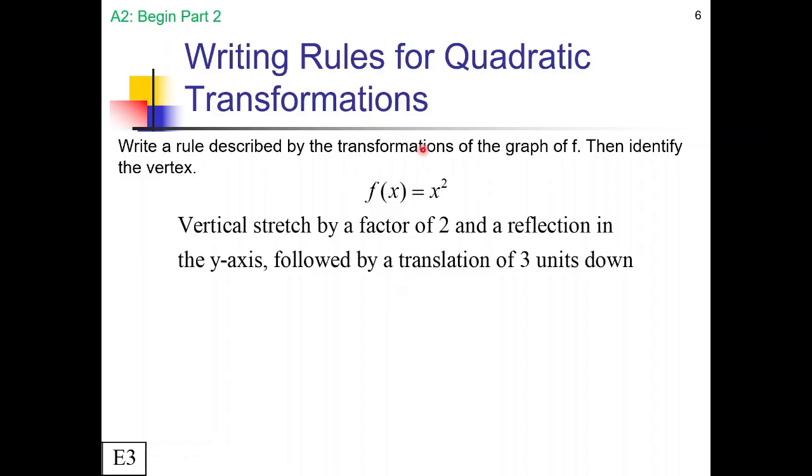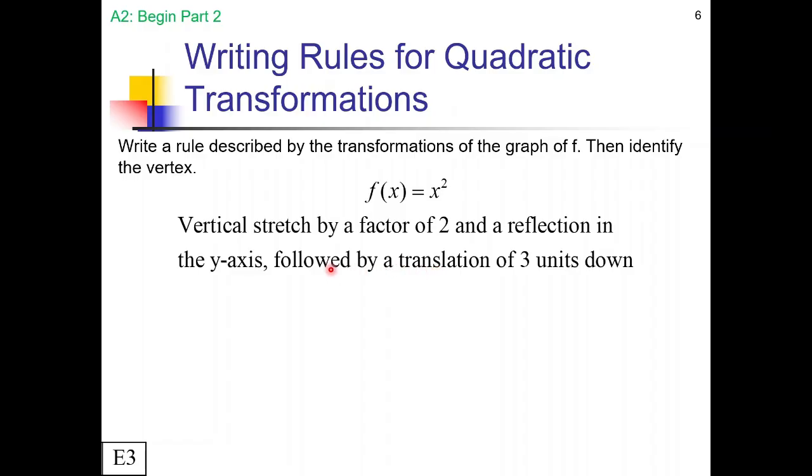So they want us to write a rule described by the transformations that they've listed here for this f function, which in this case is x squared, but it's not necessarily always going to be just x squared. And then they want us, based off of this, to identify the vertex. So when you're doing these, my advice, just like we did with the absolute value and everything else, is if there's multiple transformations happening, do one of them at a time. Create a new function for each transformation just so you don't lose anything.